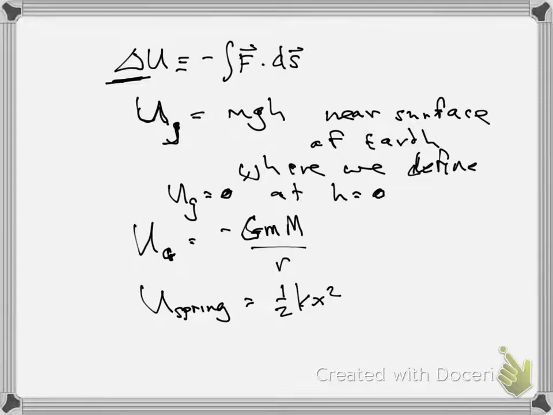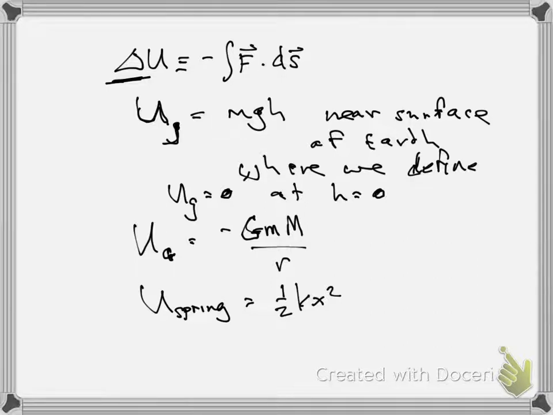So we can use this to calculate potential energies of anything that's conservative, and we find that the electric force is also a conservative force. You can think about that: the work done by the electric force, again, only depends on endpoints, so we can define a potential energy due to the electric force.